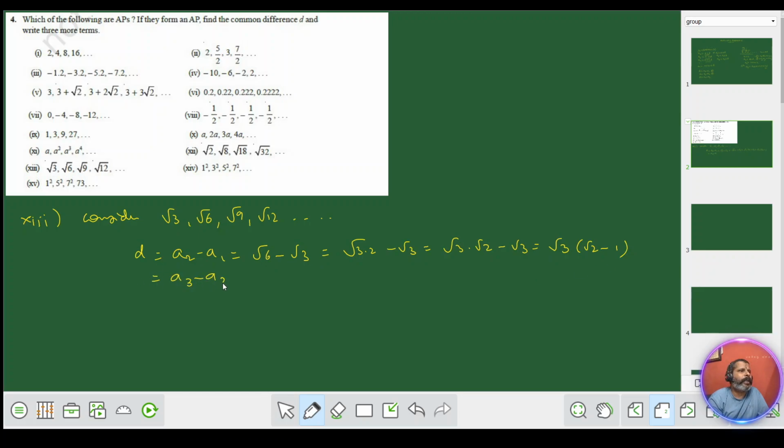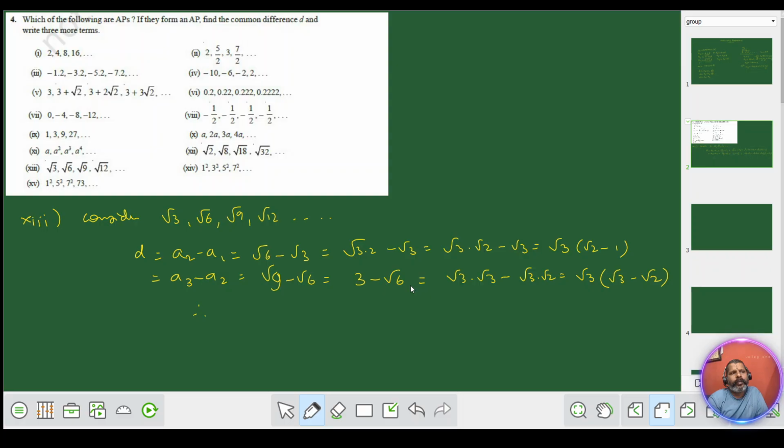Similarly, A3 minus A2, we get root 9 minus root 6. Root 9 is 3 minus root 6, right? 3, how can we write? Root 3 into root 3. Root 6 we just saw, we wrote as root 3 into root 2. If you take root 3 out, we get root 3 minus root 2. So if you check the brackets here, they're not the same. Therefore, we conclude D is not constant and the given is not in AP.